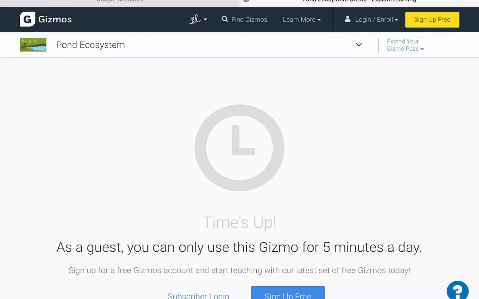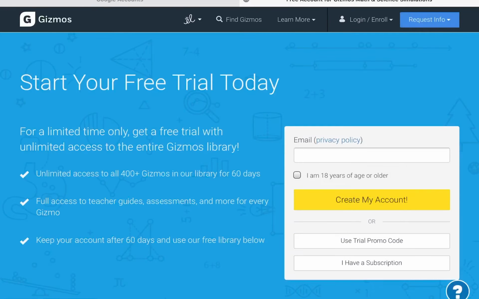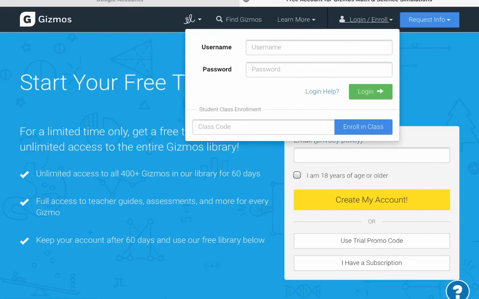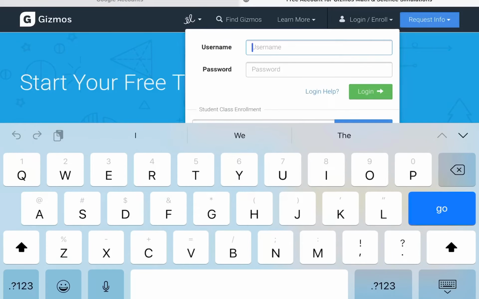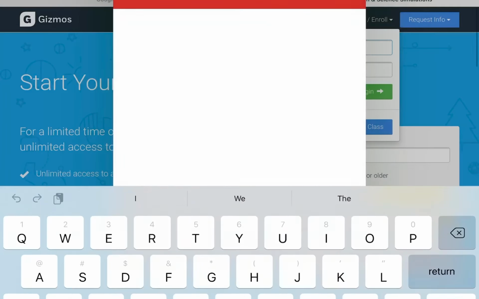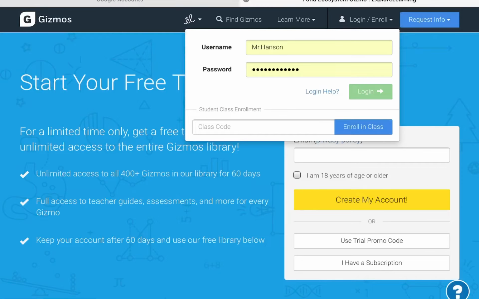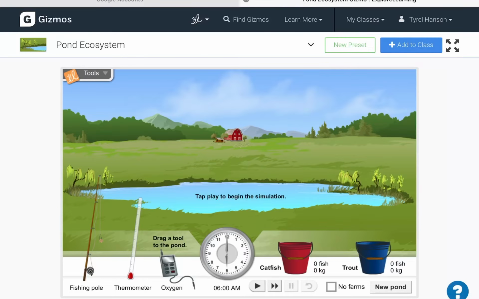Let's see, we've got to sign in here. This is another experiment that is on this Gizmos site, but this time instead of having you do the experiment, we're just going to do it together and learn a little bit here.